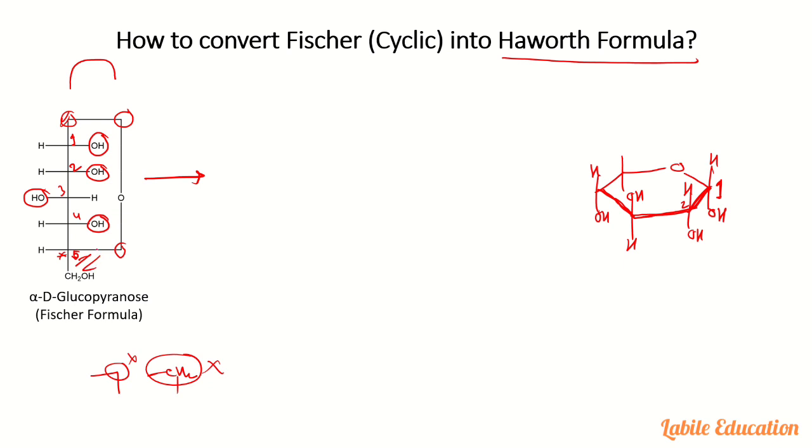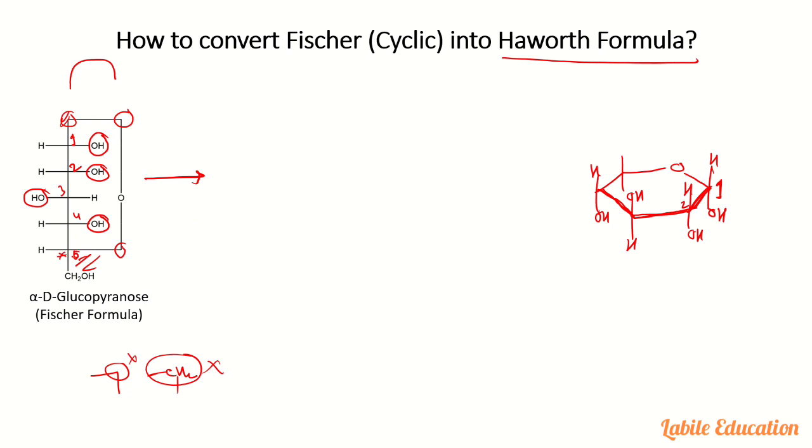We can do one interconversion, but whenever we do interconversion an odd number of times, we get a different isomer. So if we want to get the same isomer, we have to do an even number of interconversions. So at least two interconversions we need to do, and these are also called Walden inversion. So two Walden inversions, or two interconversions, we need to do whenever we convert the cyclic Fischer projection formula into the Haworth formula.